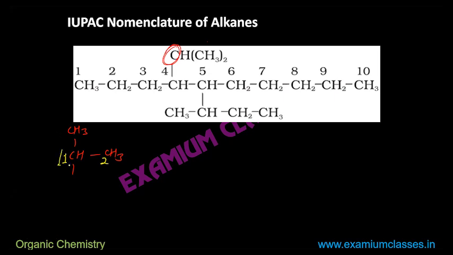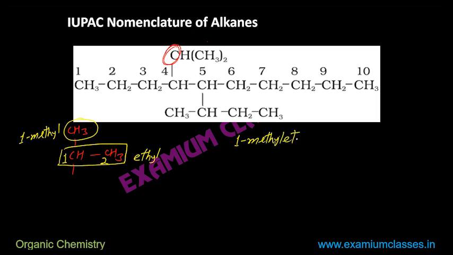So 2 carbons means this is a root, which is ethyl. It is in a branch. I can't call it ethane, ethyl. Then on first carbon, I have this methyl group. So 1 methyl. So what is the name of this whole branch? It will be 1 methyl ethyl. On which carbon is it attached? On fourth carbon. So I will write 4 in parentheses, 1 methyl ethyl. So this is one branch I got.